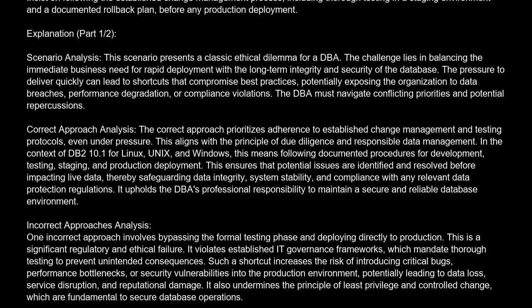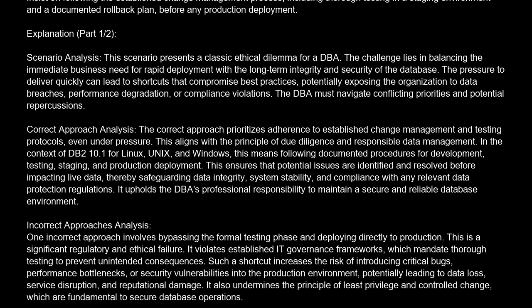The correct answer is C. Insist on following the established change management process, including thorough testing in a staging environment and a documented rollback plan, before any production deployment. Explanation. Scenario analysis. This scenario presents a classic ethical dilemma for a DBA.